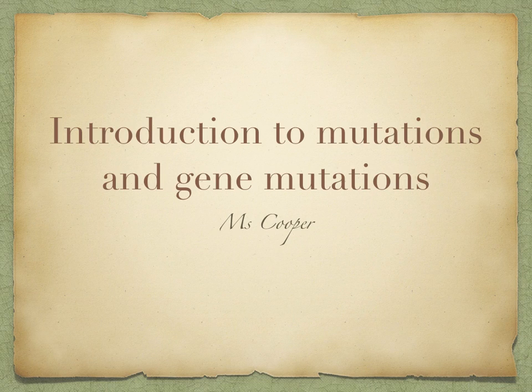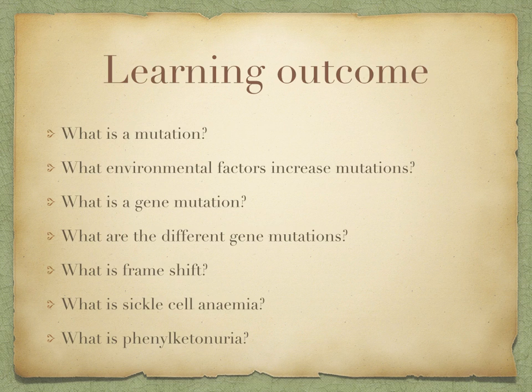In this topic, we're going to look at the introduction to mutations and gene mutations. By the end of this topic, you should be able to answer these questions. What is a mutation? What environmental factors increase mutations? What's a gene mutation? What are the different gene mutations that you get? What's a frameshift? What is sickle cell anemia? And then finally, we're going to look at phenylketonuria.